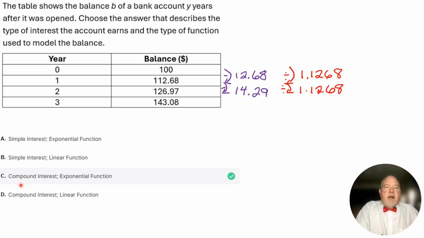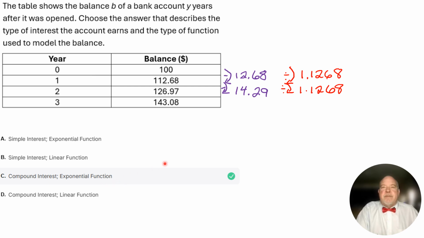So compound interest, is that an exponential function or a linear function? What we just did here is the same way that you test a table of data to find out if it's exponential. If this happens, or if this happened and it was constant, that would be linear. So compound interest is exponential, and you can see that from the values we got when we divided, that they were consistent.